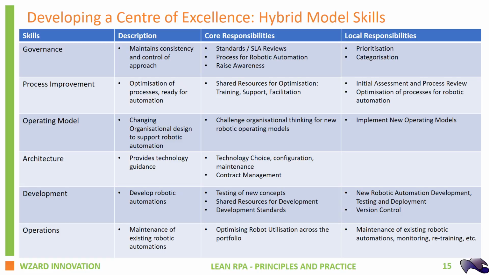Finally, we've got an operations function whose responsibility is for the maintenance of existing robot automations. And there are probably a couple of different choices here in terms of how this can work. This could be a purely centralized function, optimizing robot utilization across the entire portfolio. But there can be some local responsibilities, particularly around maintenance. So, for example, if you get a regulatory change requiring amendments to a number of robots, that might be handled more locally. All of these roles and responsibilities need to be defined clearly and applied when building a centre of excellence.